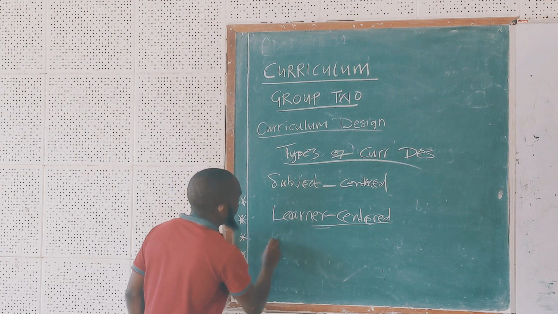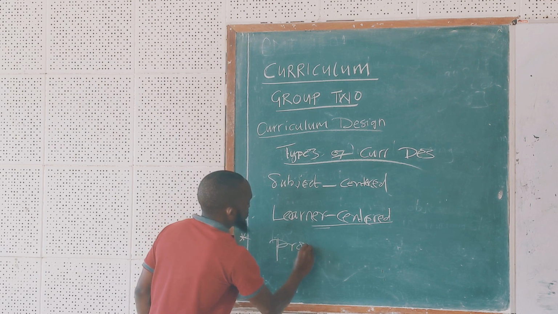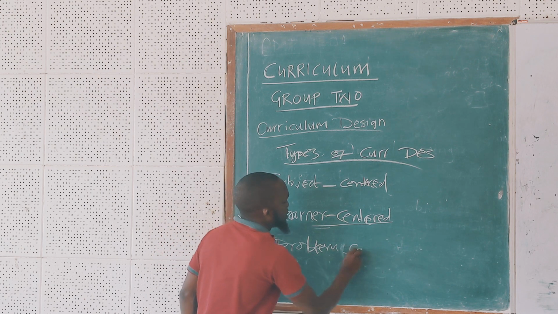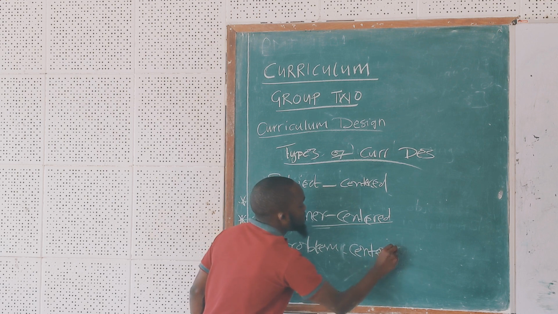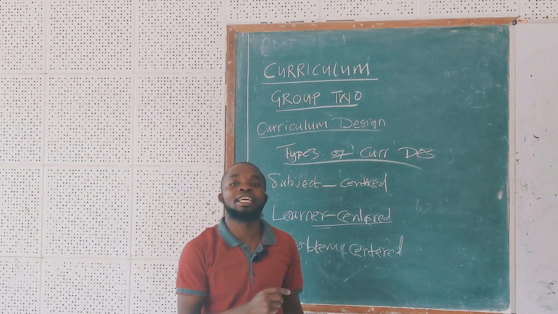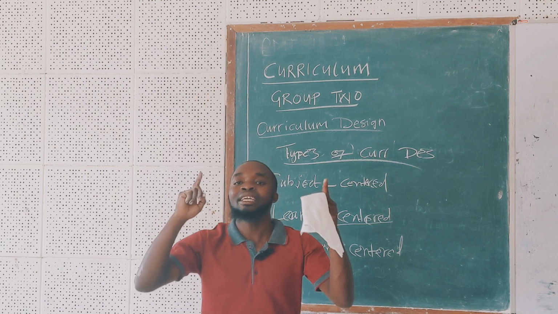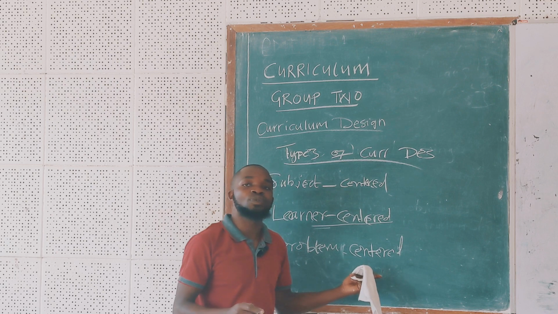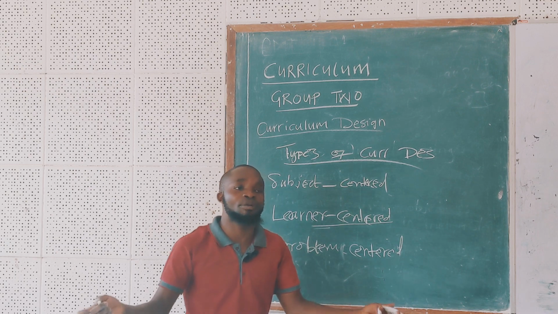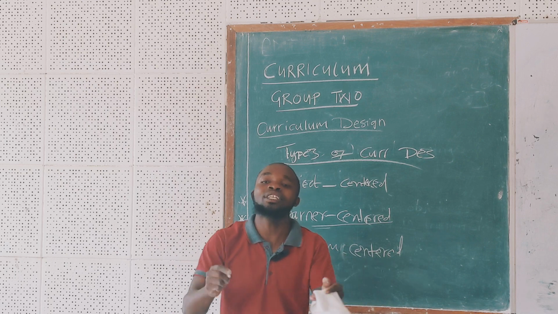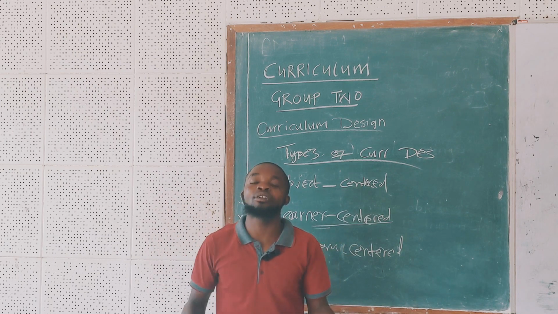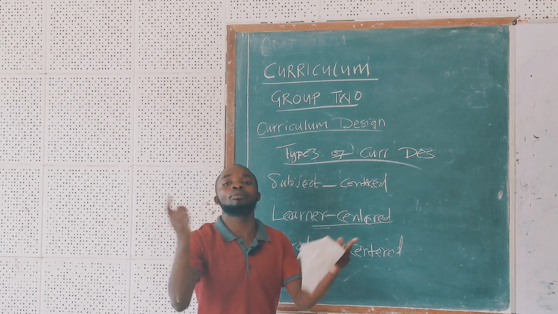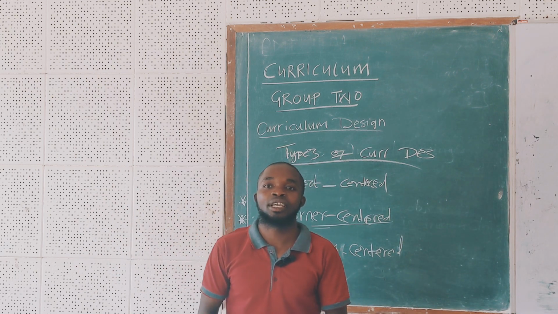Number three, we have what we call problem-centered. Problem-centered curriculum design. Now, what is problem-centered? This type of curriculum design looks at what? Problems. That's why you need to carry out what we call situation analysis. Go into the community, assess the learners. What really is the problem roaming around the community? And that's when you can design a curriculum in line with the problems that are being faced in the community.